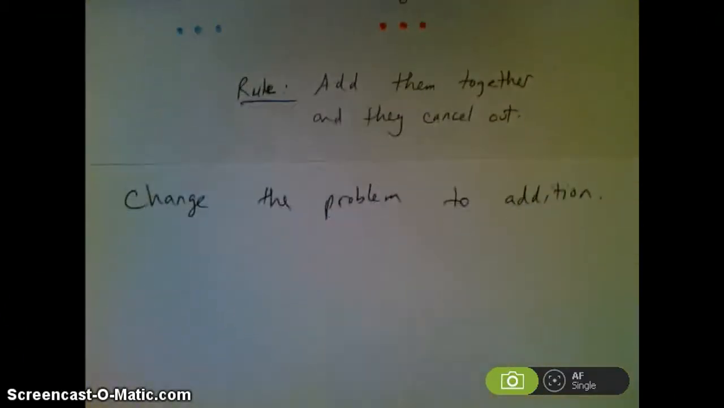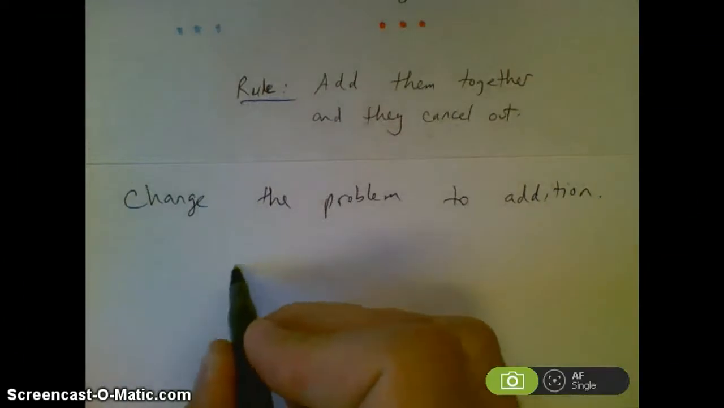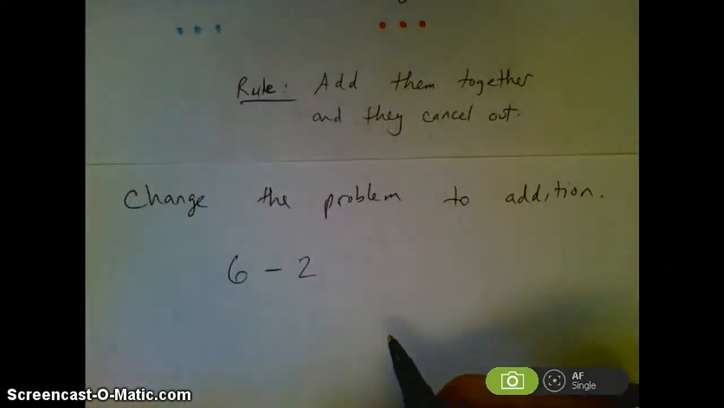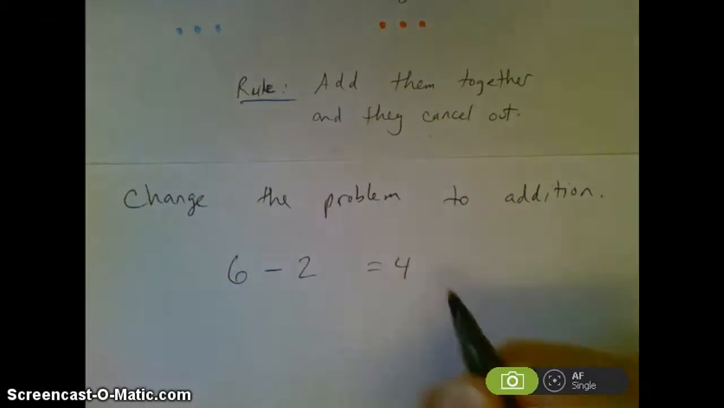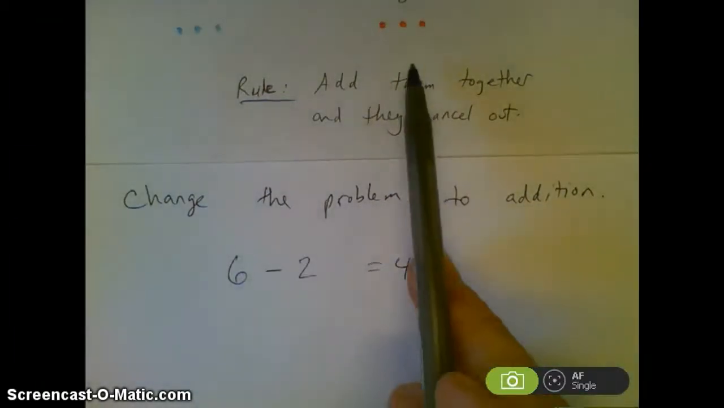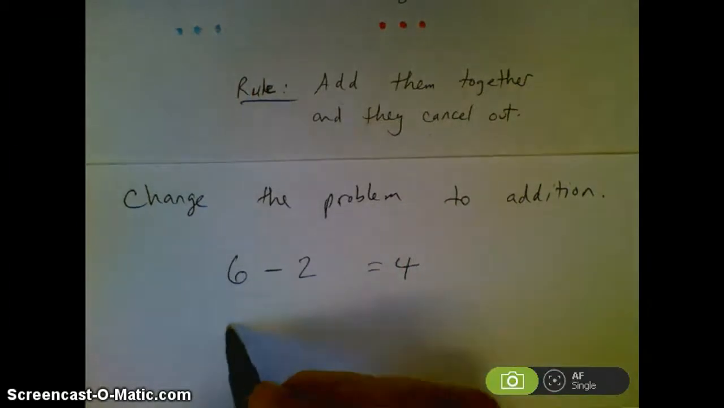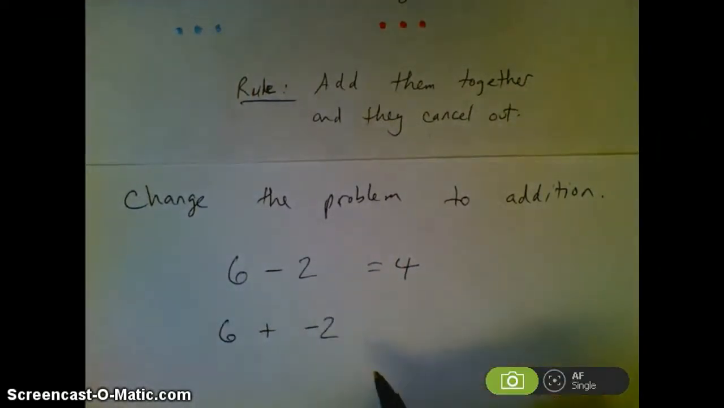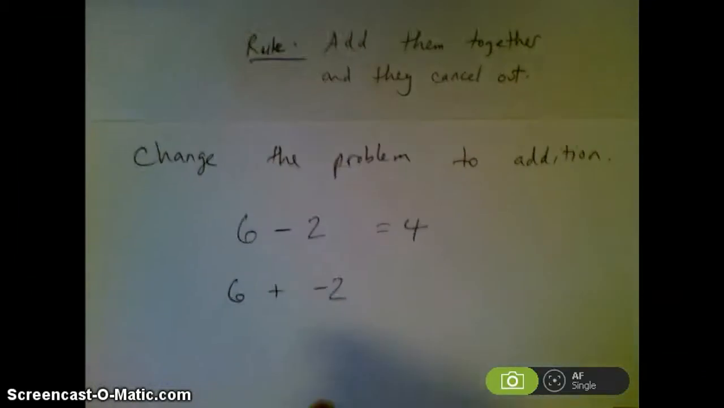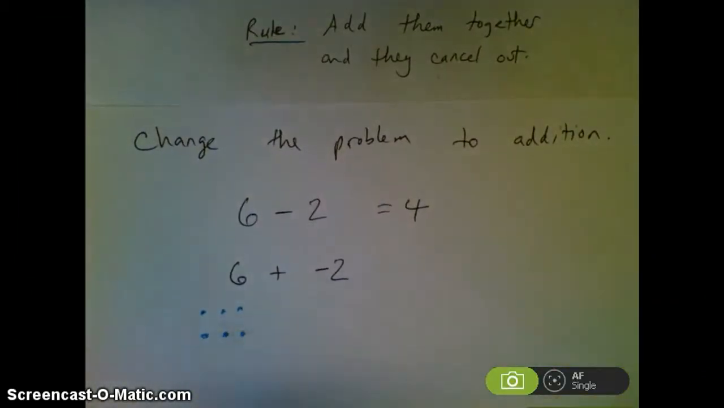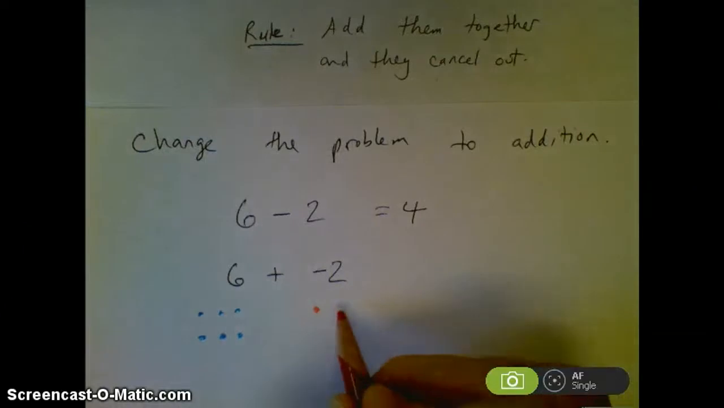For example, let's say I have 6 minus 2. Well, you already know the answer is 4, but I want to change this to an addition problem so I can use the positives and negative dots. So 6 plus negative 2. So now I draw my dots. I've got 1, 2, 3, 4, 5, 6 dots, 6 positives, and 2 negatives. 1, 2.